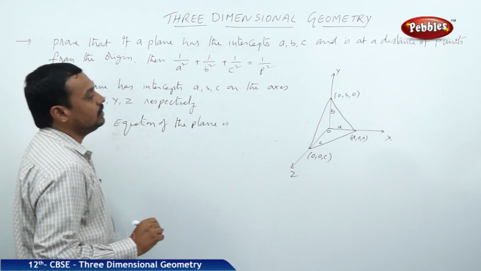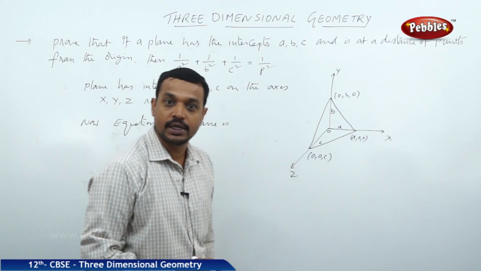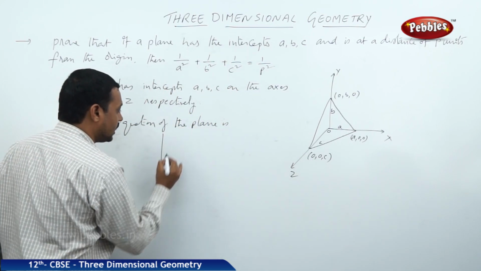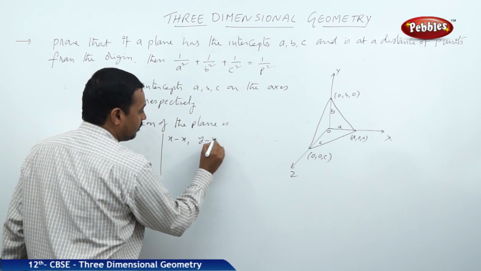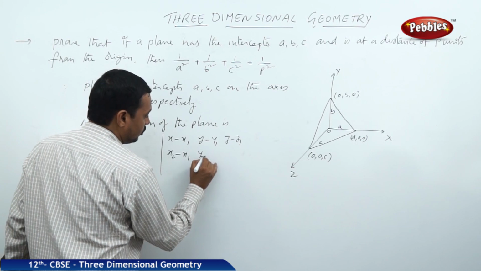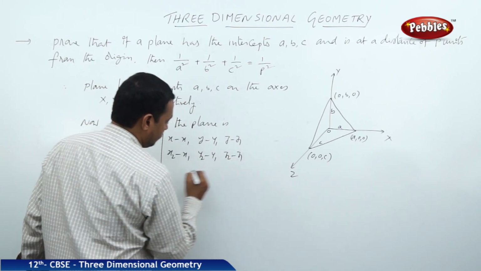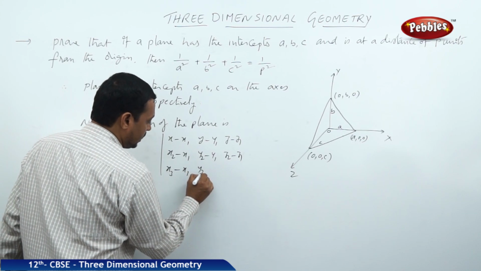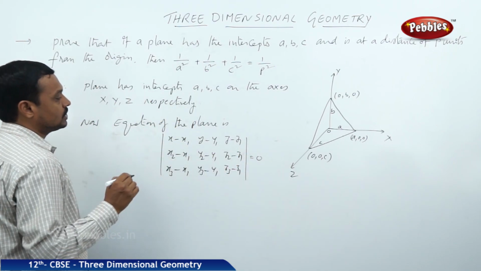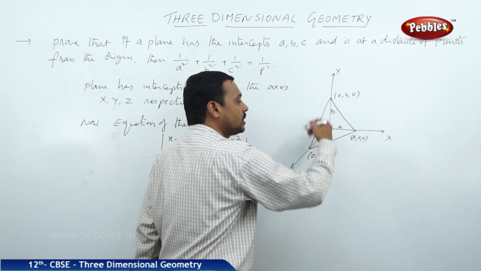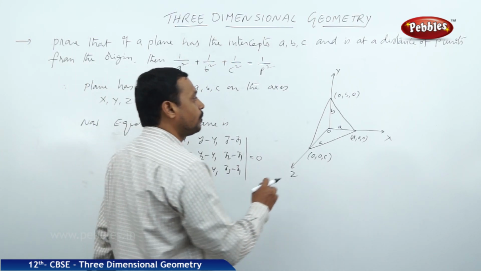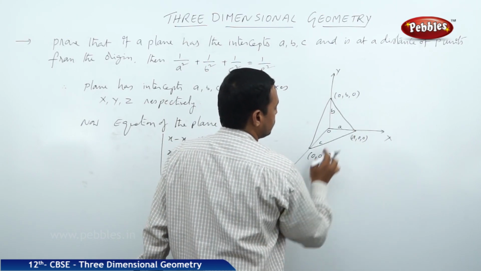Can we determine the equation of the plane when it passes through 3 points? Yes, we have the determinant of x minus x1, y minus y1, z minus z1; x2 minus x1, y2 minus y1, z2 minus z1; x3 minus x1, y3 minus y1, z3 minus z1 is equal to 0. Now this is the equation of the plane passing through 3 given points (x1, y1, z1), (x2, y2, z2), (x3, y3, z3). Now here the 3 points are (a, 0, 0), (0, b, 0), (0, 0, c).